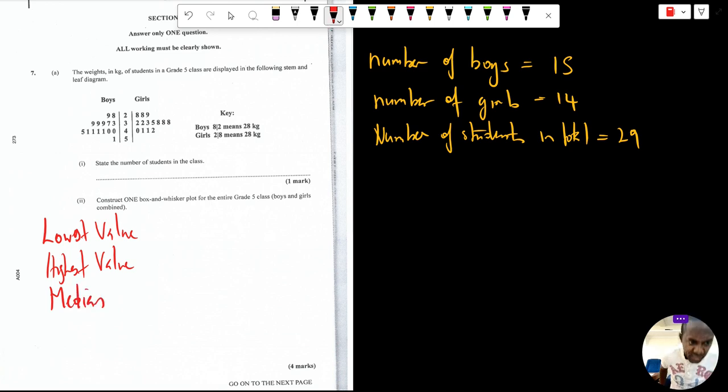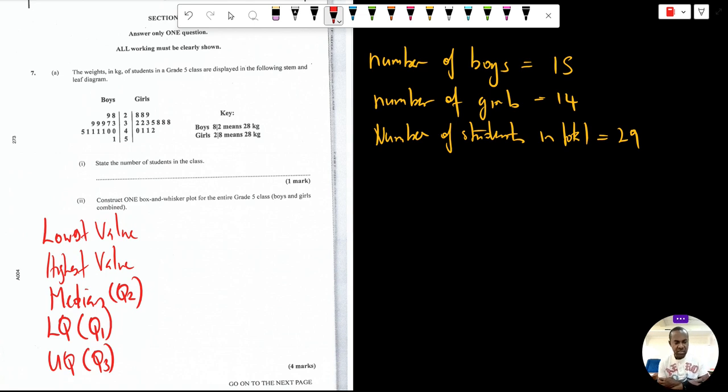We also need the lower quartile, which is normally represented as Q1. So let me put this as LQ for lower quartile, which is represented as Q1. And of course, we need the upper quartile, UQ, represented as Q3. And of course, the median is often represented as Q2. So we need those values in order to construct the box and whisker plot. All right. Now, let's just write out all these scores in order.